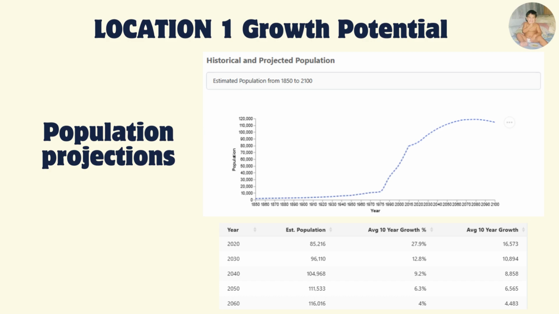In 2050, the estimated population was 111,533 with an average 10-year growth percent of 6.3%, which is equivalent to 6,656. In 2060, the estimated population was 116,016 with an average 10-year growth percent of 4%, which is equivalent to 4,483.